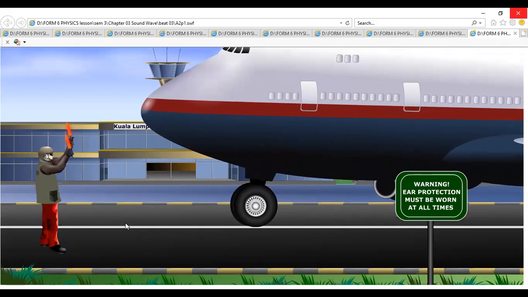Okay, so look at the animation. The worker is wearing ear protectors once an aeroplane approaches him. Why? It's because the sound from the airplane, from the jet, is very, very loud, and the sound carries a very high pressure.